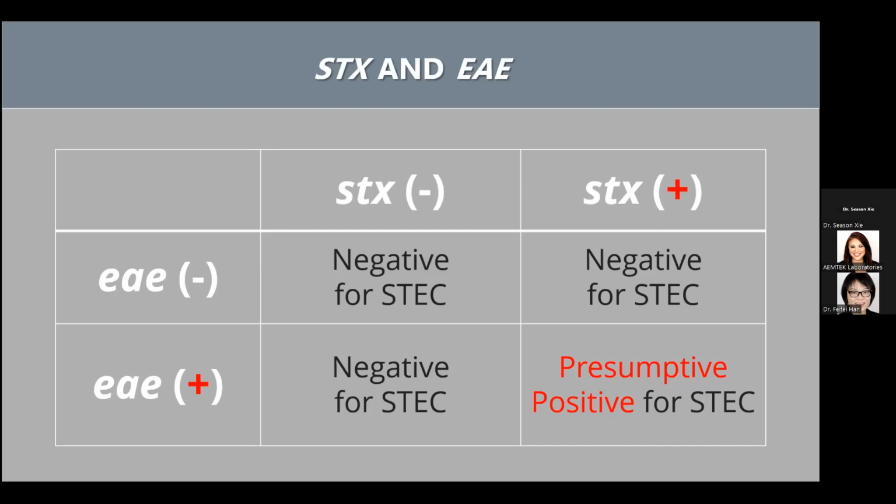To detect STEC using real-time PCR, both stx and eae genes are targeted as specific markers. In the testing process, if one of the targets, either stx or eae, is negative, the overall result is considered negative. Both the stx and the eae genes need to be positive for a presumptive positive STEC.